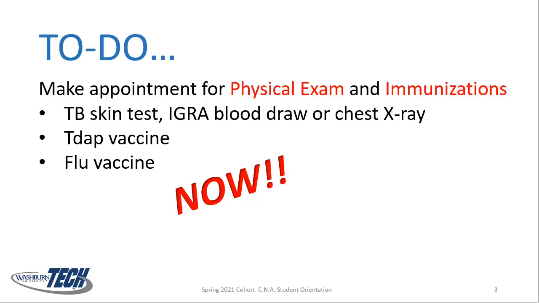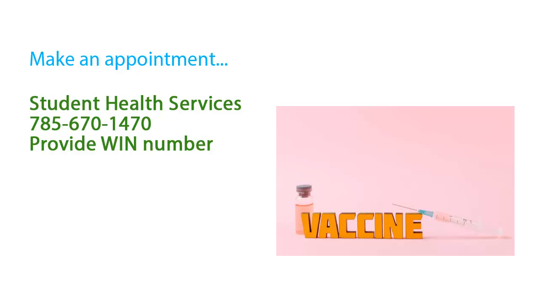You are required to have a physical exam and a record of current vaccinations, specifically the TB skin test, Tdap, and the flu vaccine. You may contact your regular healthcare provider, or, since you are now a Washburn Tech student, you can call Student Health Services on the Washburn University campus, 785-670-1470. When you make the appointment, be sure and tell them you're a Washburn Tech student and give them your WIN number, which is your student identification number that you received when you were accepted at Washburn Tech.